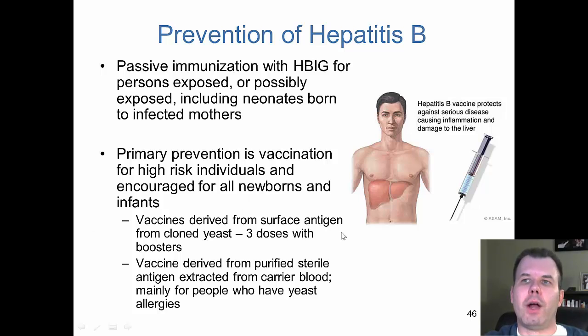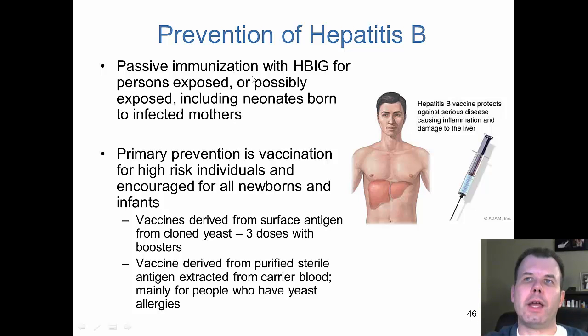The vaccine is derived from purified sterile antigen extracted from carrier blood. And again, this is a vaccine that's produced for those that have allergies to yeast, because these things are grown. But this is the typical vaccine that we have, the 3 doses or 3 boosters: one you get right away, 6 weeks, and then 6 months.